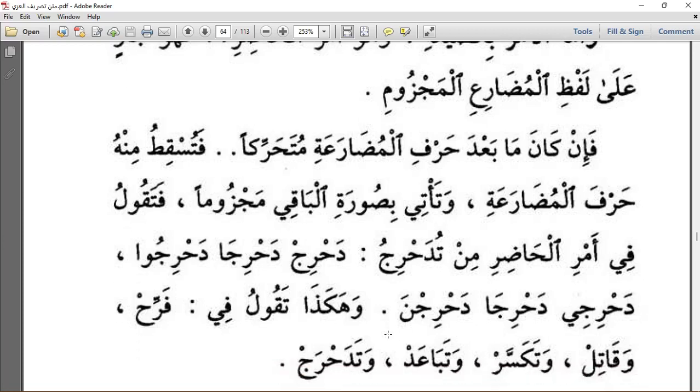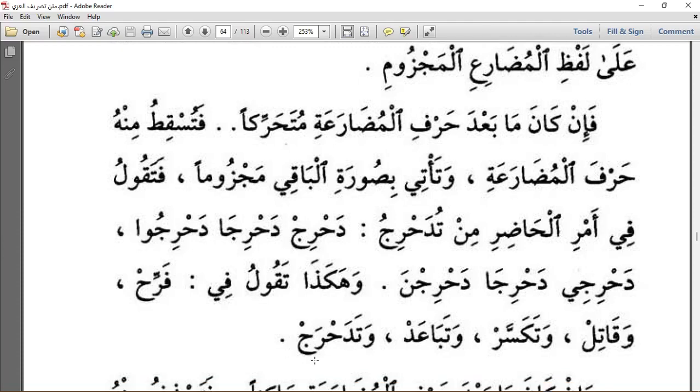So now it says, and thus you say for farrih, qatil, takassar, taba'ad, and tadahraj. It's the same thing we did. From tufarrihu, we remove the ta and give the last letter sukun, we have farrih. From qatala, yuqatilu, qatil, the one I use as example. Then we have takassaro, yatakassaru: remove the ta, we are left with takassaru, then give the ra sukun, we have takassar.